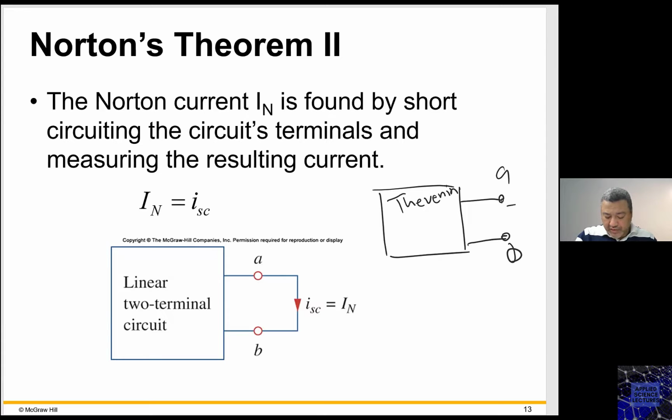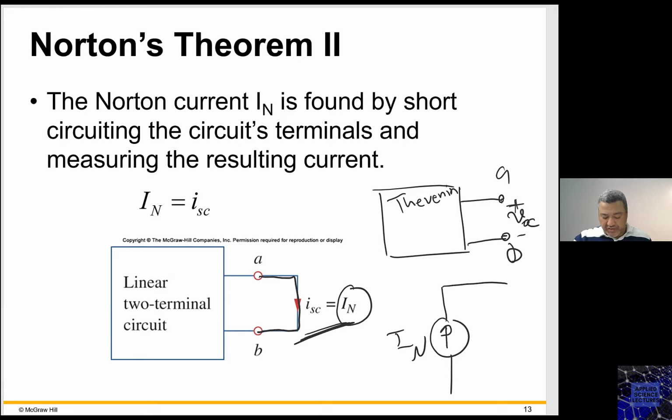We used to calculate the VOC, that we call the voltage open circuit, in Thevenin. In Norton's, we don't calculate the V open circuit. We come here and we put a wire between those two terminals. In other words, we short the output. We put a wire to make a short circuit, and then we calculate this short circuit current. This short circuit current is the I Norton that will later be represented by a current source.